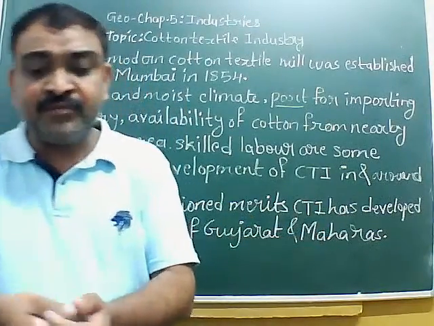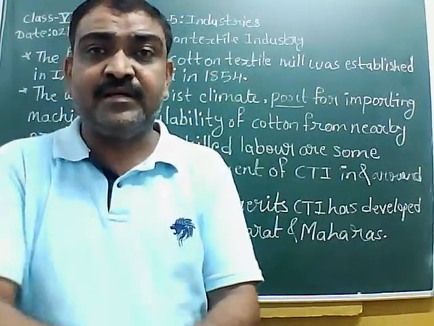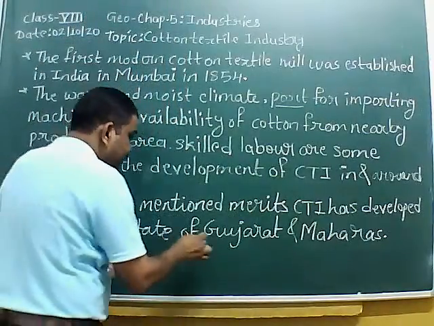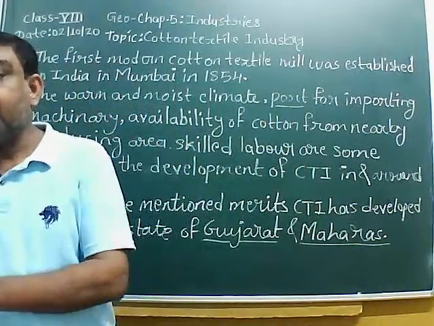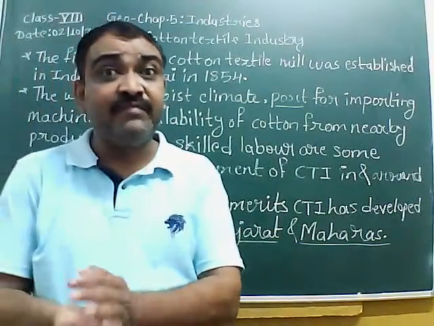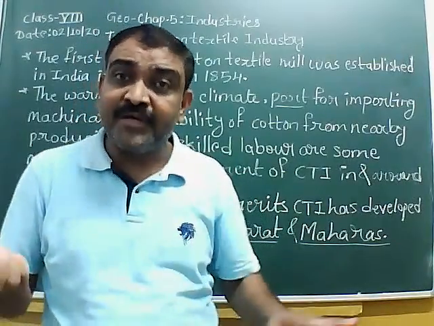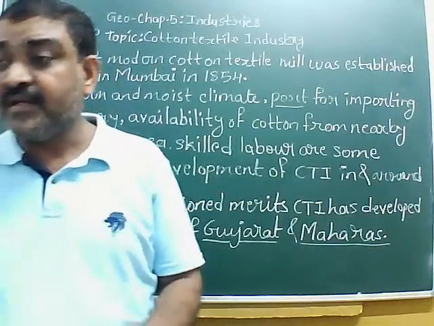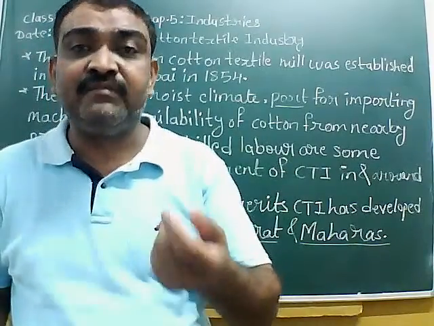ठीक है, and because of that, as on today's date also, आज की तारीख में भी सबसे ज्यादा यदि कॉटन टेक्सटाइल इंडस्ट्री डेवलप है, it is developed in which state? It is developed in the state of Gujarat and Maharashtra. Okay, why? Because it has lot of things which are फेवरेबल. इन दो राज्यों में ऐसे बहुत सारे पॉजिटिव मेरिट्स हैं. दीज आर द मेरिट्स दैट वी हैव डिस्कस्ड, जिसके कारण क्या हो रहा है, गुजरात और महाराष्ट्र में जो कॉटन टेक्सटाइल इंडस्ट्री है वो वेल डेवलप्ड है.